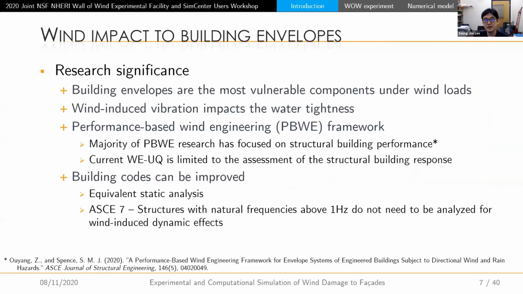Okay, so why is this study important? Why do we need to study wind impact on building envelopes? Because they are obviously the most vulnerable components, and wind-induced vibration impacts the water tightness of these building envelopes, which renders the building unusable with the water intrusion. It causes damage to interiors and also utilities.